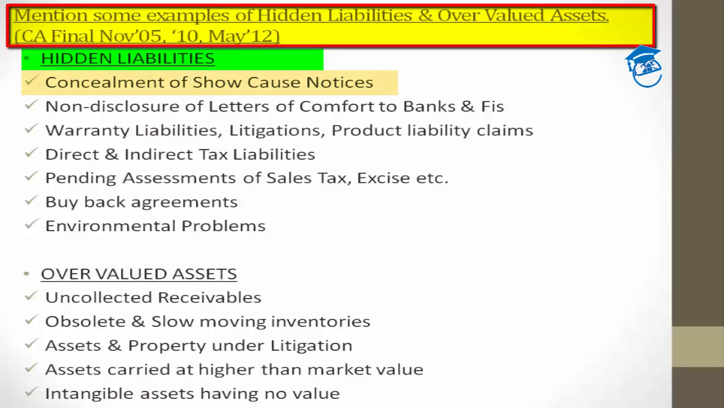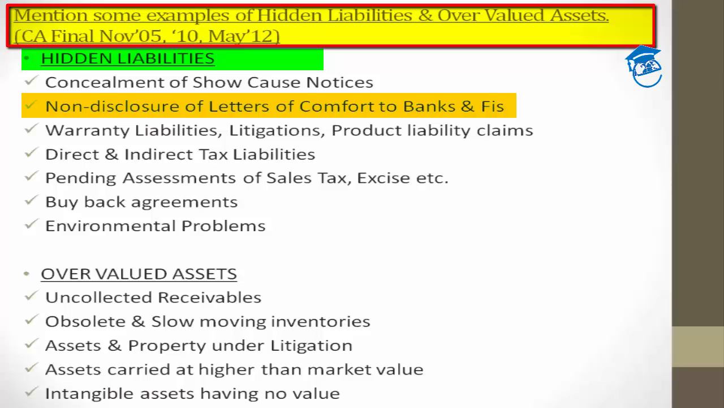No, you simply merely concealed that fact of having the show cause notices. So the concealment of the show cause notices that have not matured into demands as contingent liabilities, that's the hidden liability. Again, now comes non-disclosure of any of the letters of comfort which you have given to the banks and the financial institutions. You have not disclosed the same. Again, that will be hidden liability.